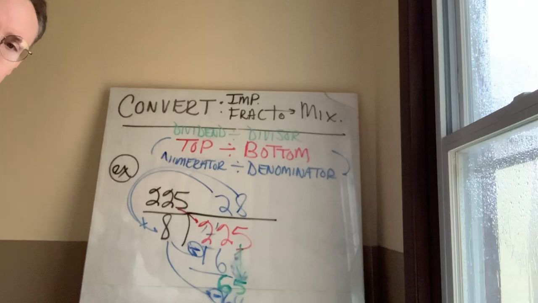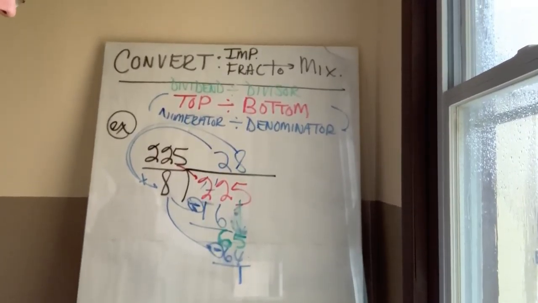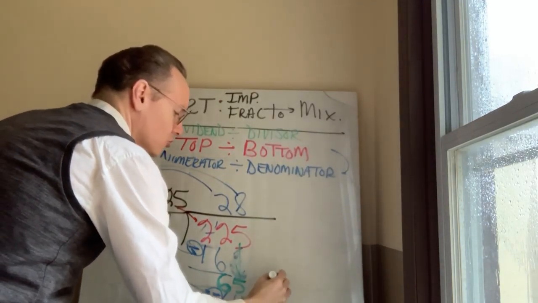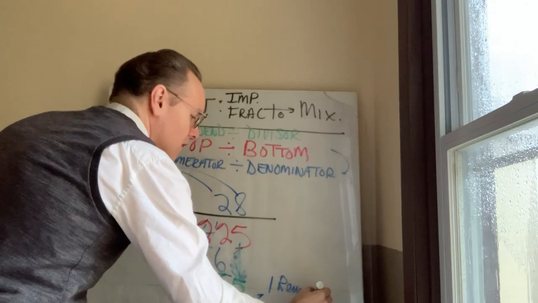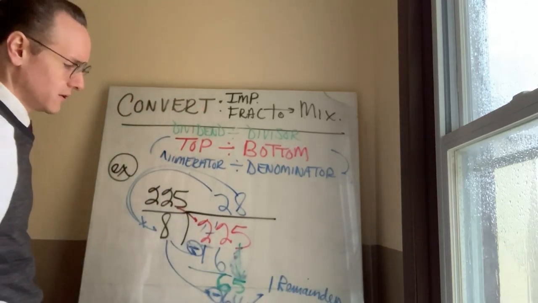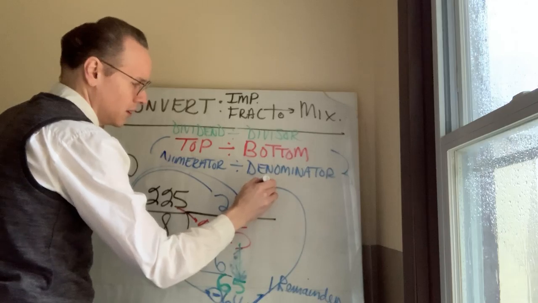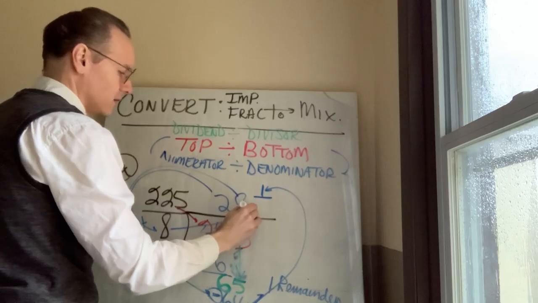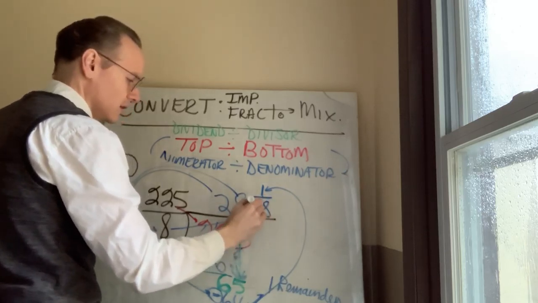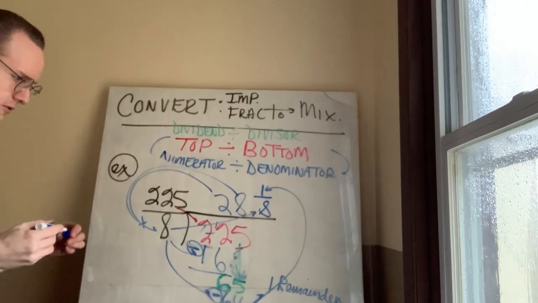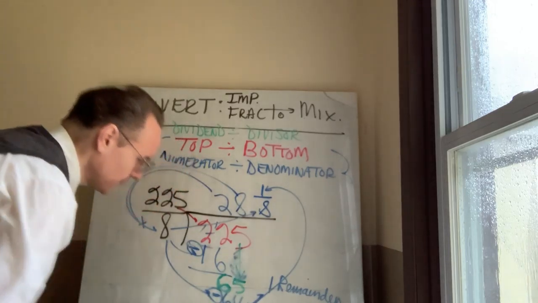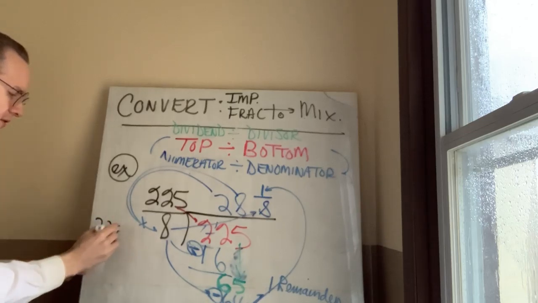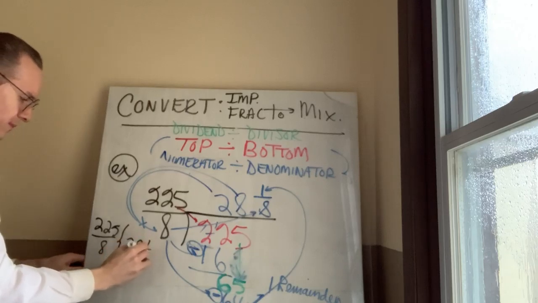All right, it's out of frame again, let me pull this down. That 1 is your remainder, of course, because we're not doing decimal division quite yet. So 1 is your new numerator, your new top. What you divide it by, you always keep the same denominator, 8. So although it's very sloppy, let me rewrite it. What is 225 over 8? It's 28 and 1/8, apparently.